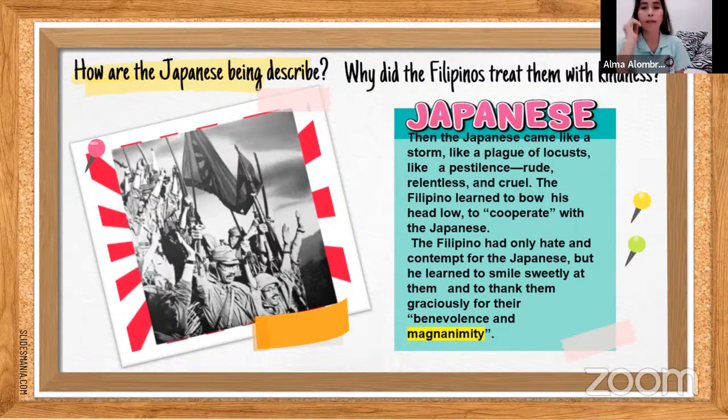Okay, and why did the Filipinos treat them with kindness? They were rude, relentless, and cruel. Yet Filipino people treated them with kindness. Why? Should they not hate them and be rude also against them?